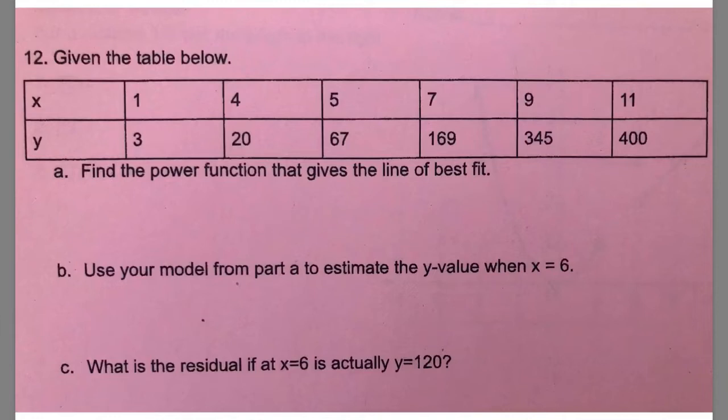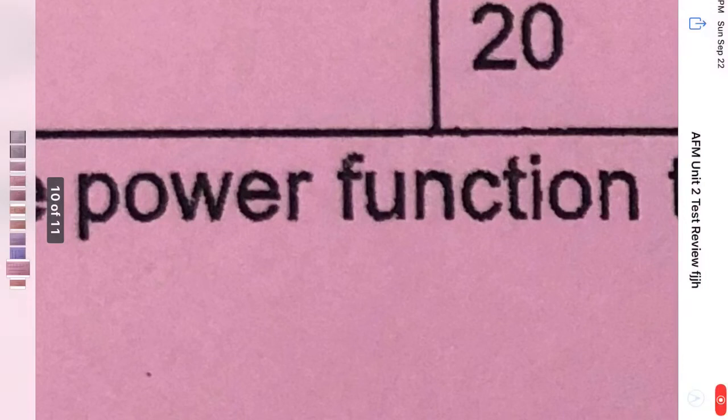And then in L2, we're putting our y values. So 3, 20, 67, 168, 69, my bad, 345 and 400. So then we're going to go to Stat Calc because we're calculating something. We're calculating that power function. So we're going to go all the way down until we see power function. Power regression function under Stat Calc looks like this.